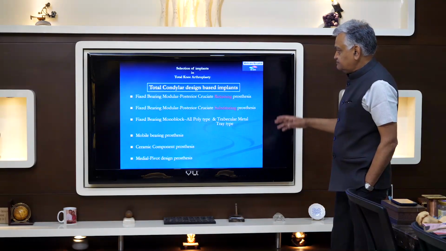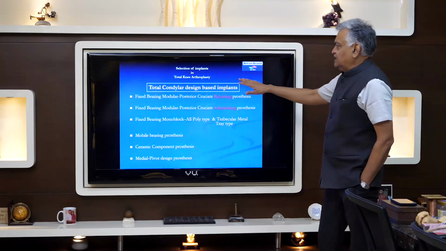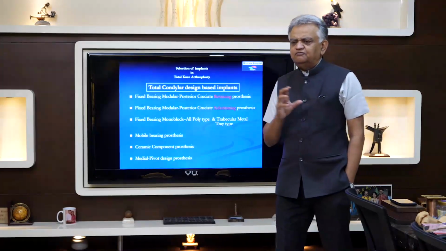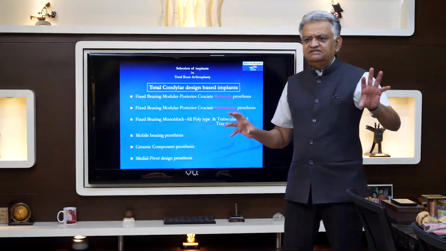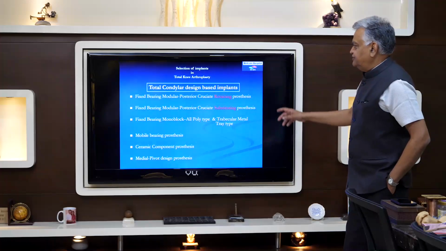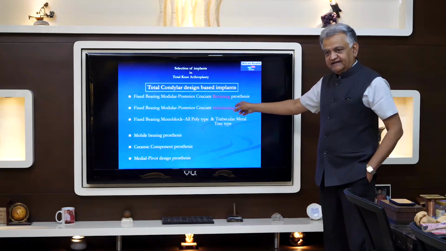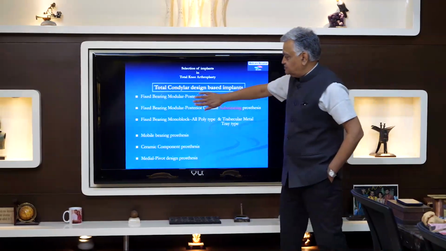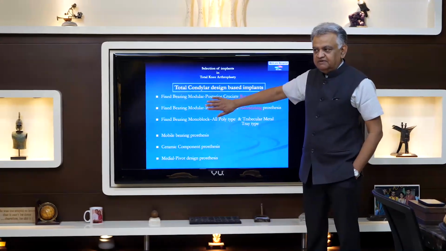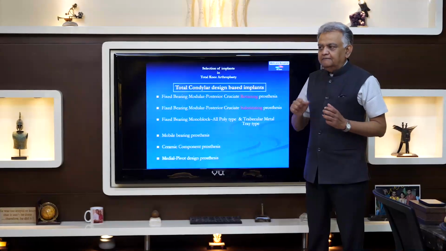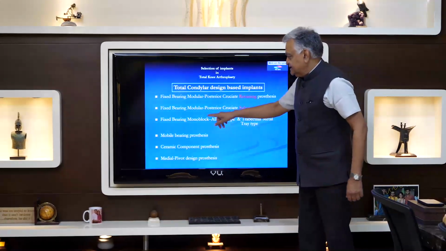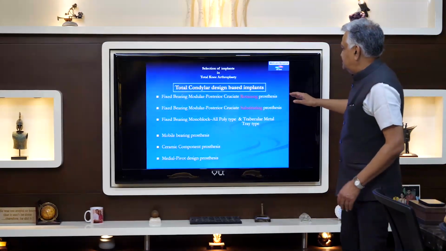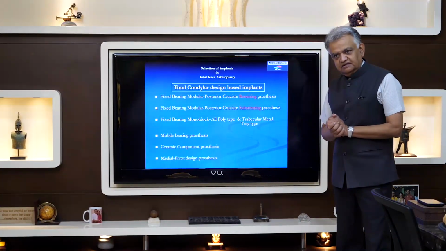Next please. So fixed bearing. Now you have these many types of design in the world, wherein you can broadly classify implants into any one of these. So you have the fixed bearing posterior cruciate retaining. You have the fixed bearing modular posterior cruciate substituting. These are the two most common standard implants. Fixed bearing, but with modularity. Then you have the fixed bearing without modularity. So monoblock. Once again, it could be retaining or substituting.